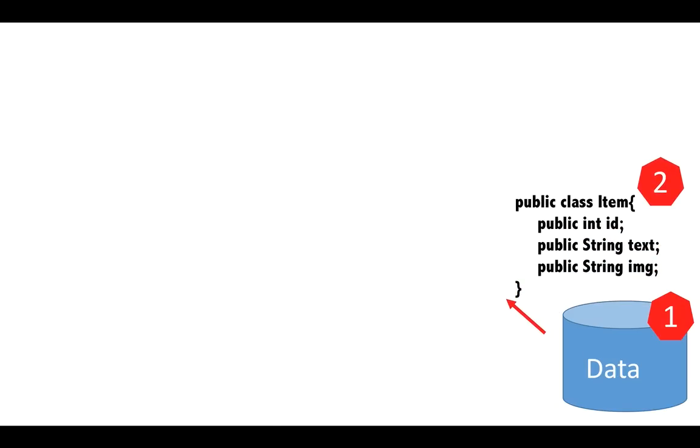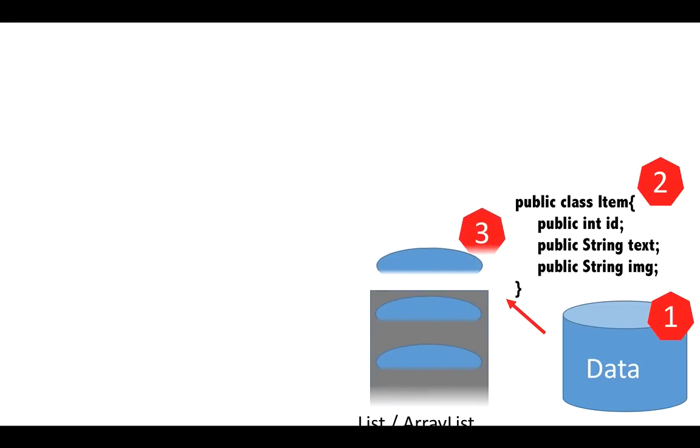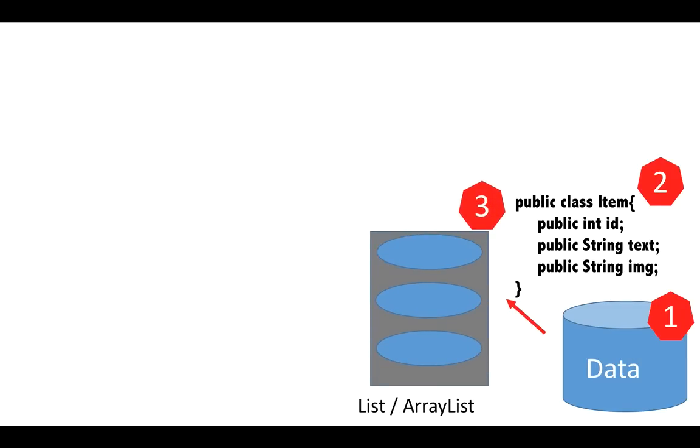So let me explain a little bit about ListView. You can find it in my channel as well. So first you have data, and you have to create a class that maps to the data. Like you have a table, let's say tbl_item. You have ID, text, and image. Then you need to create another class in Java, and the fields must match the table fields. And then you add it to the array list.